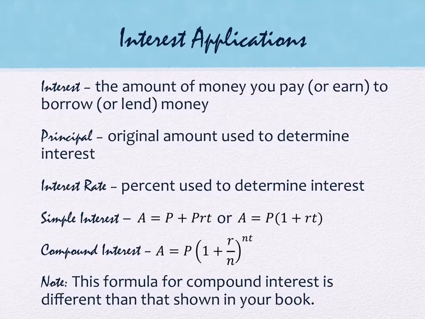The last letter I have not done is N. Does anybody remember what N is? It's only in one of the formulas. Okay. There you go. Good remembrance. Yes, it is the number of times it's compounded. So if the loan or the account you have compounds monthly, how many times would that be in the course of a year? 12. So you'd put 12 in for N. If it compounds annually, that would be 1 time a year. Quarterly would be 4 times a year.